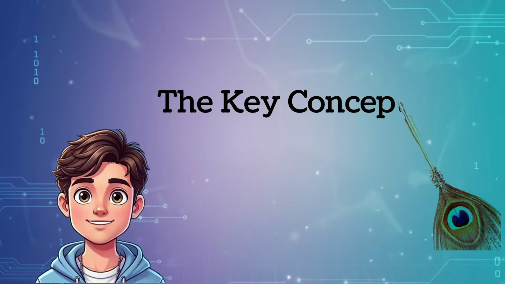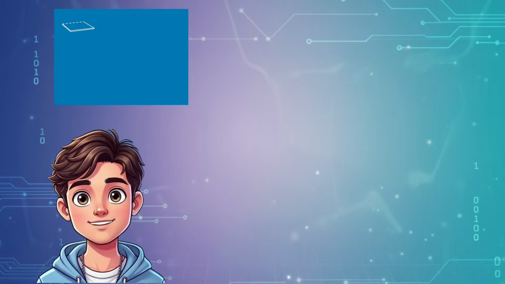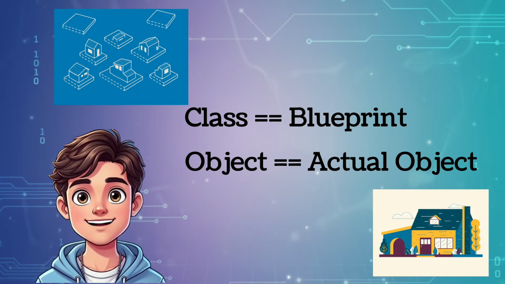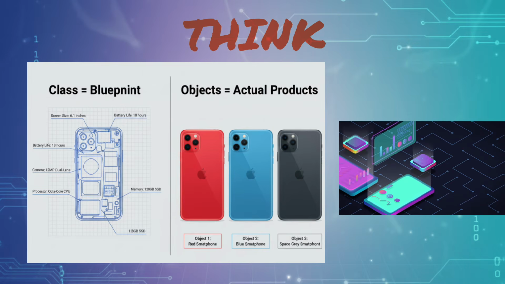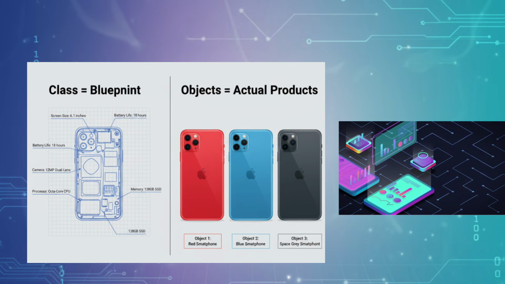The key concepts of object-oriented programming. Class and object. A class is like a blueprint and an object is the actual product built from it. Imagine a blueprint for a smartphone. The blueprint defines specs like screen size and battery life. Each physical phone you buy is an object with those specs.